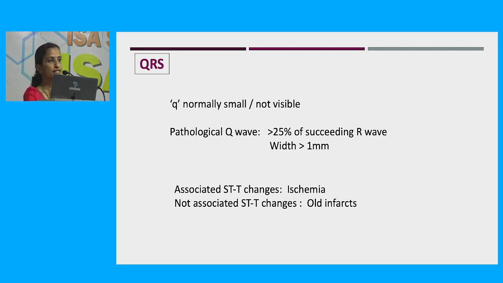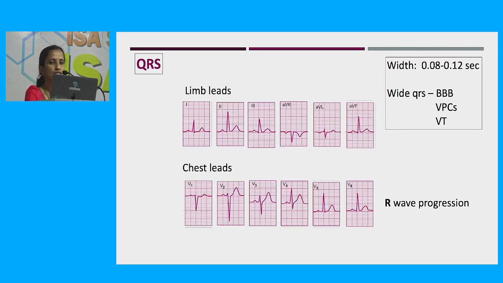And there is no ST-T changes means it is an old infarct. These things you will be knowing, all these basics. And the QRS complex morphology is different depending upon the leads. The normal width is 0.08 to 0.12 seconds. And you get wide QRS in bundle branch blocks or ventricular premature contraction, or also in ventricular tachycardia.